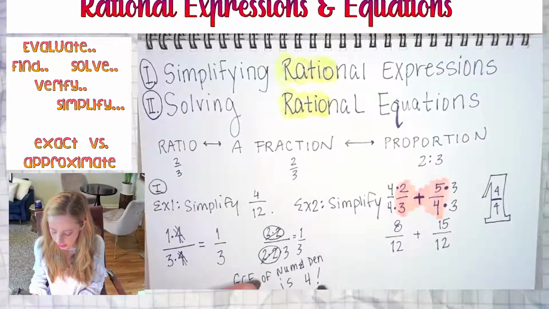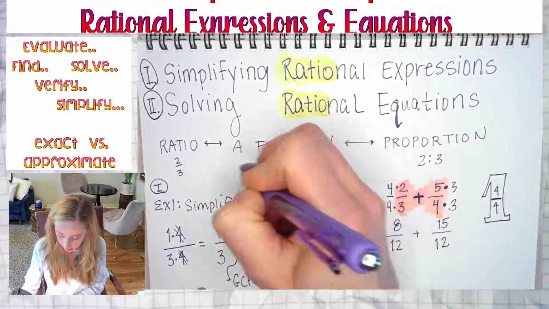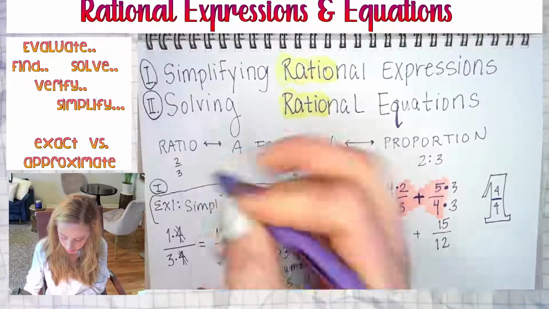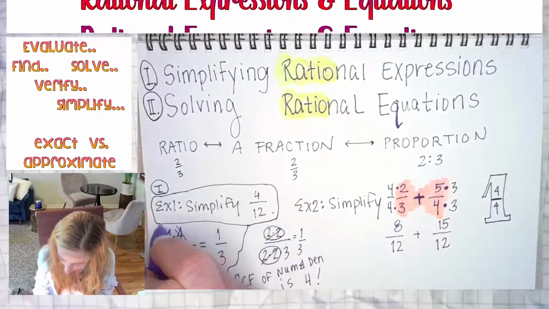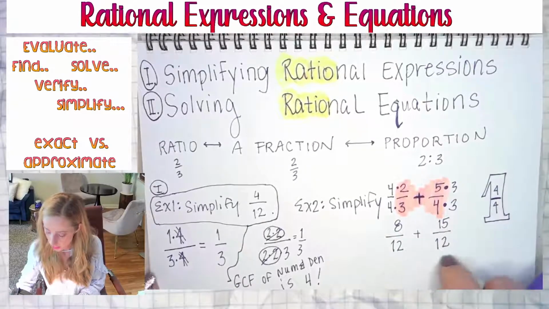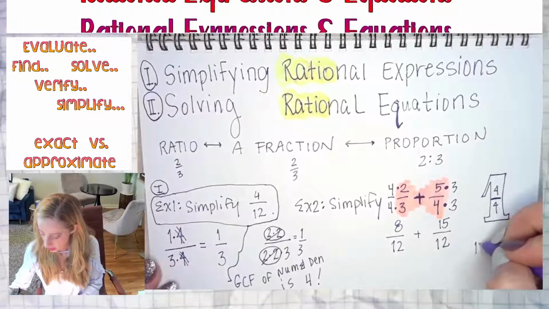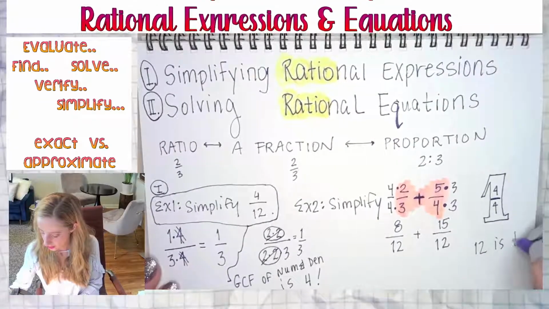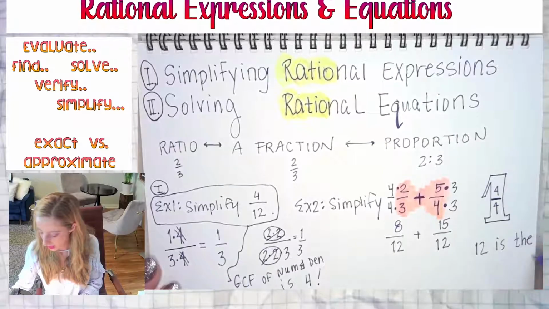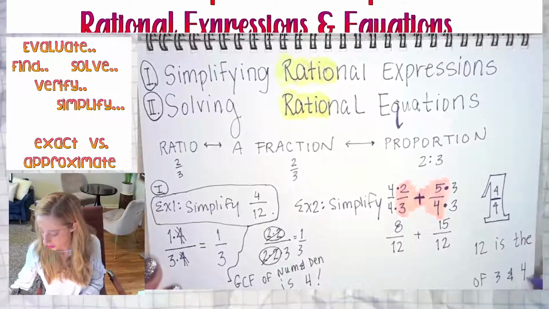So it's a small number. The GCF, or greatest common factor, of 4 and 12 is 4. But here, I started with 3 and 4. And 12 is the blank of 3 and 4.